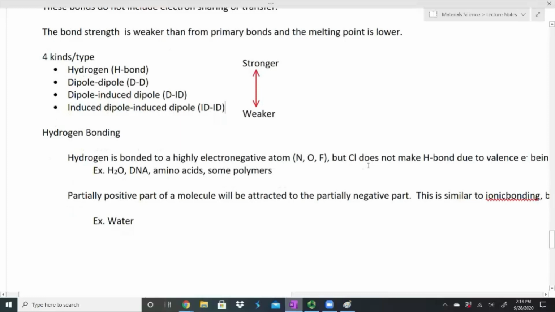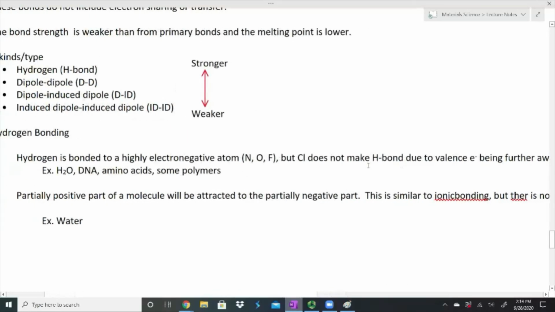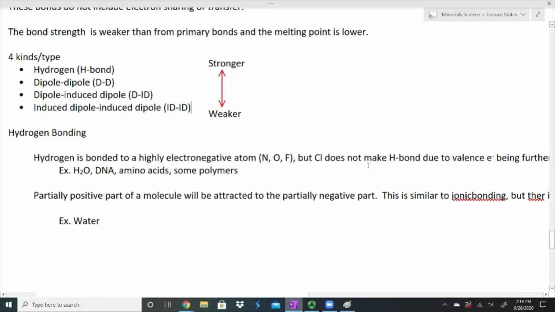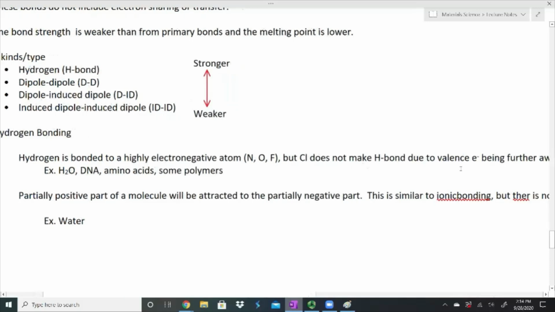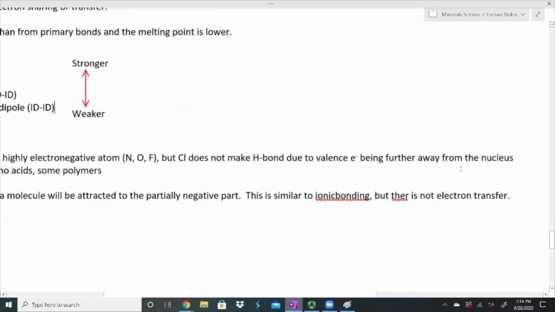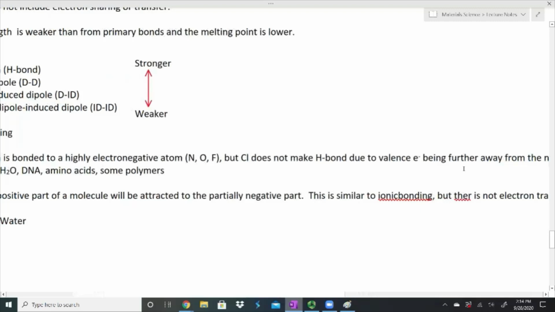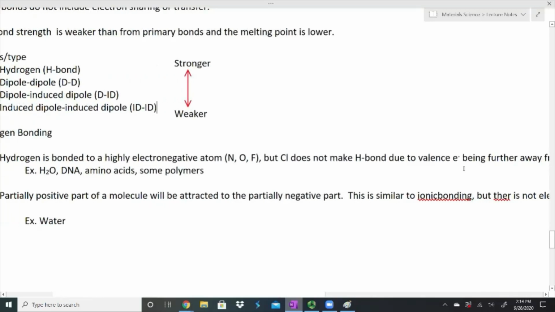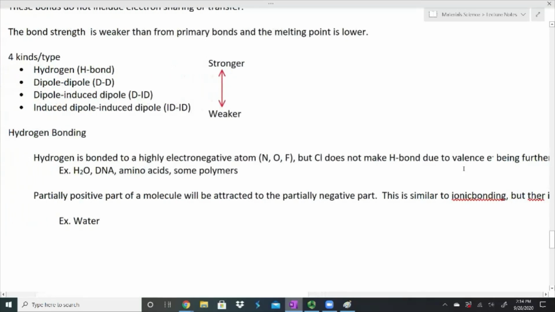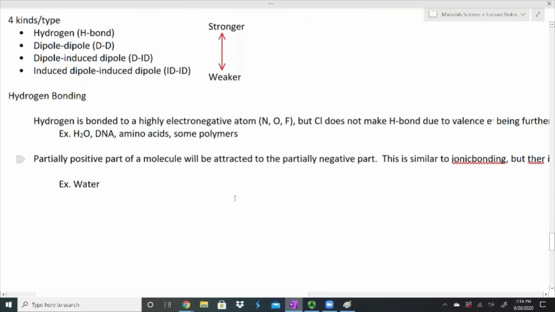All right, so hydrogen bonding. Hydrogen bonding is when hydrogen is bonded to a highly electronegative atom. We basically say that that works for nitrogen, oxygen, and fluorine. We don't consider chlorine to make an H bond, a hydrogen bond, due to the fact that the valence electrons are too far away from the nucleus. And so they're very, very specific. Some examples: water, DNA, amino acids, some polymers that we have.